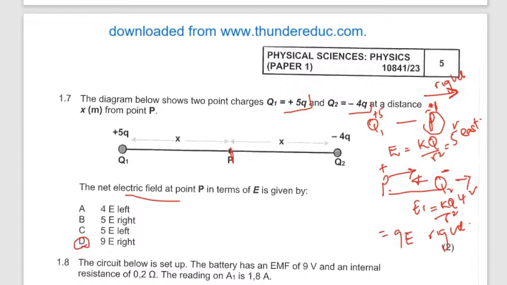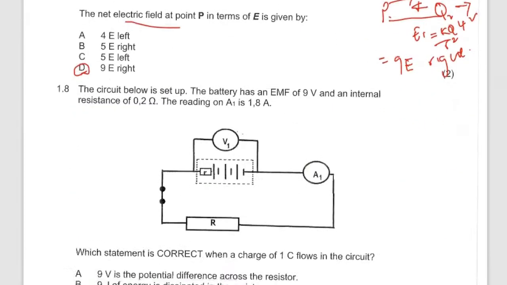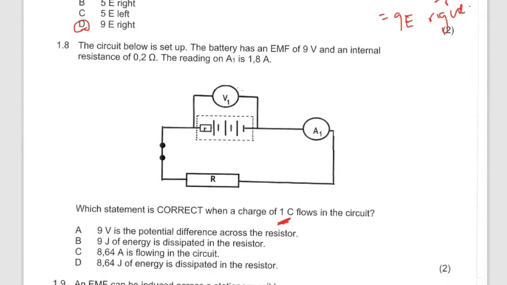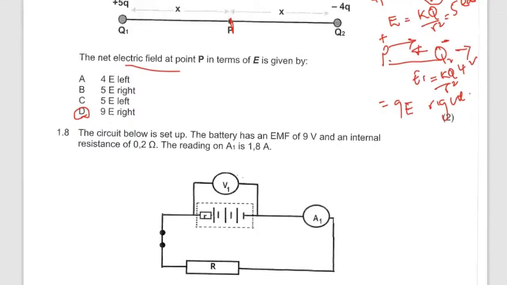Okay, then 1.8. We have the circuit below, which is set up. The reading of the EMF is 9. There's an internal resistance of 0.2. And then the ammeter reading is 1.8. So which of the following is correct when 1 coulomb charge flows in the circuit? So 1 coulomb charge is more like the energy that is moving around all the.